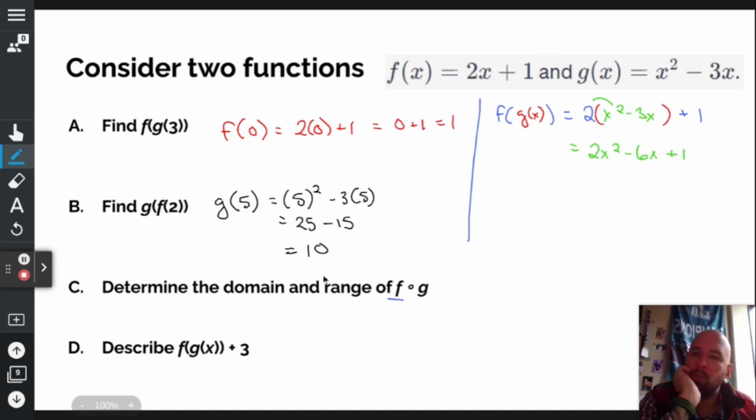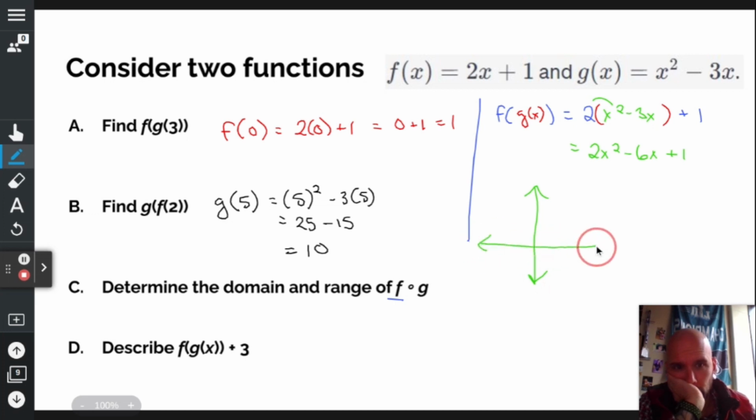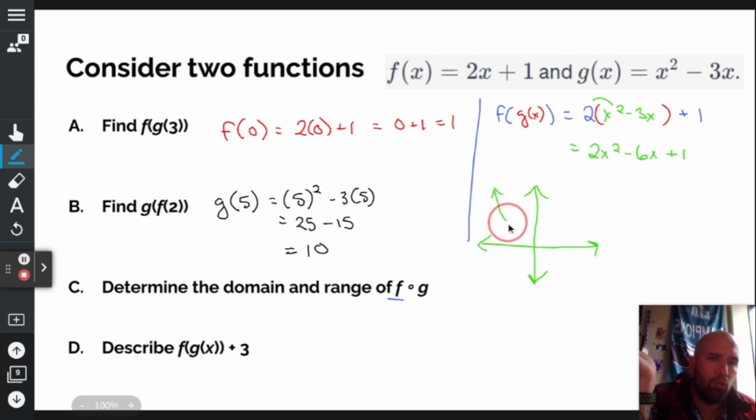And what I'm supposed to do is determine the domain and range of that. So I know that my domain is going to be everything, because this is going to be some type of quadratic opening upwards. It's going to go through 1. So my domain is going to be all real numbers, so I can write that out as negative infinity to positive infinity.